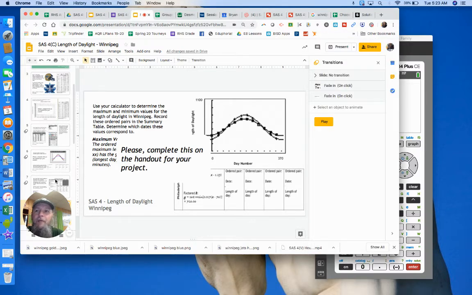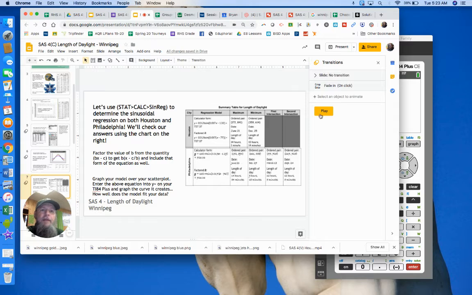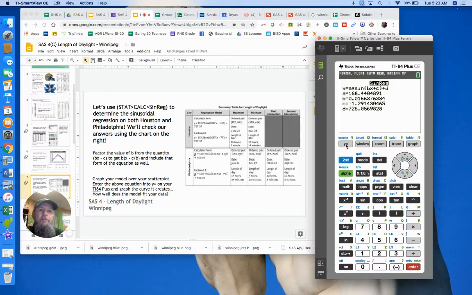We'll go back. Where were we? Right there. Okay, so let's go ahead and put that into y equals on our y2 and see how that looks on top of the graph. 168.44 sine quantity 0.17 x minus 1.29 closed quantity plus 726.06. Did I do that right?